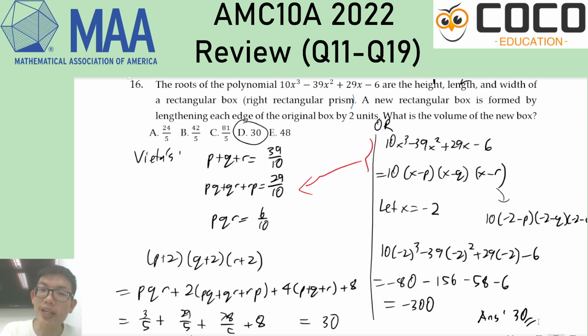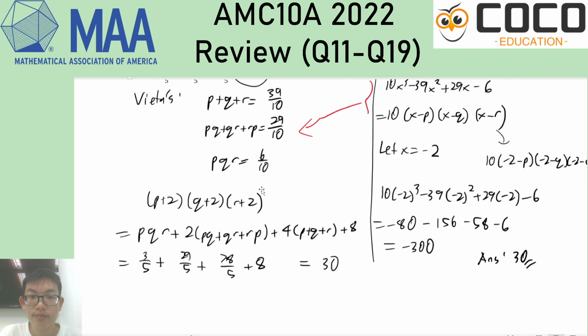So this would be a lot faster if you had noticed it. Of course, if you didn't notice it, then Vieta's method would also work. Both of these give you the same answer, which is 30.